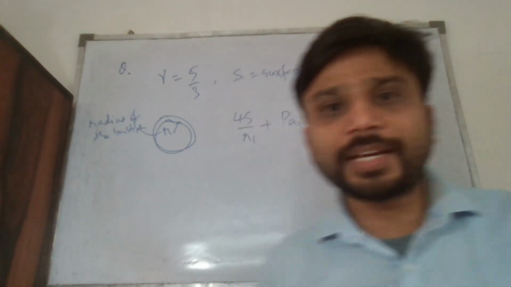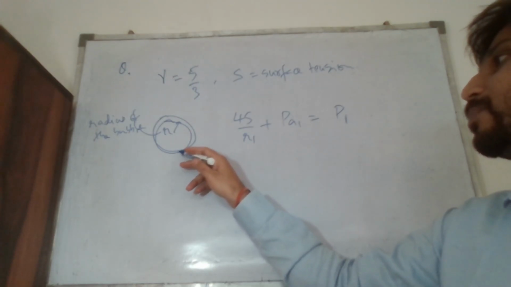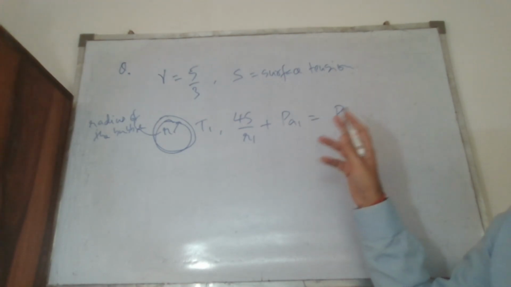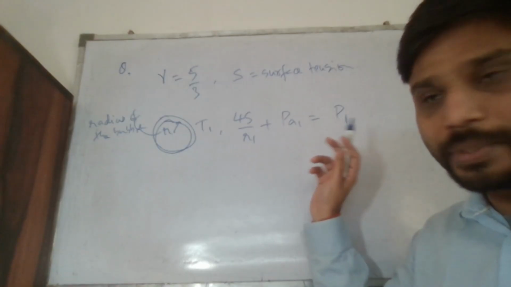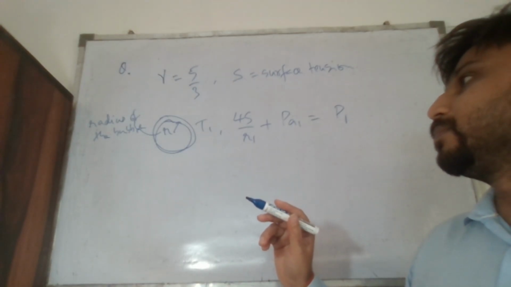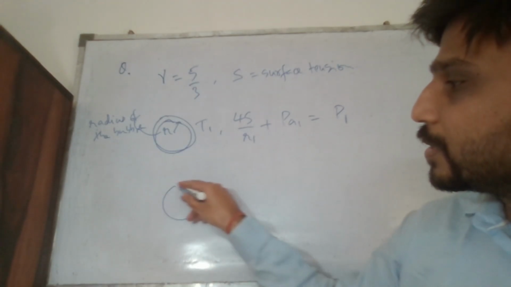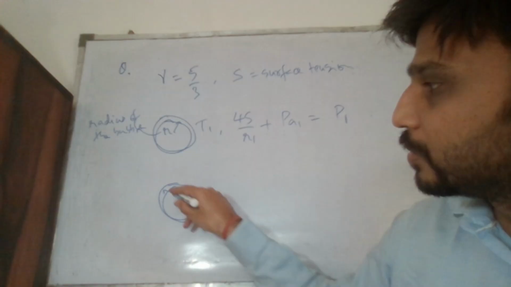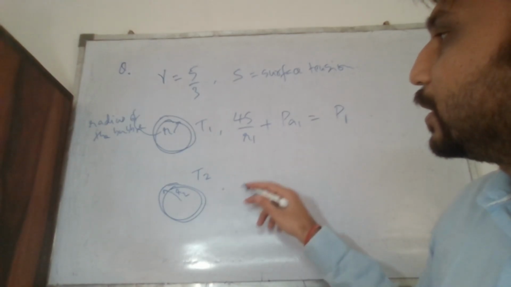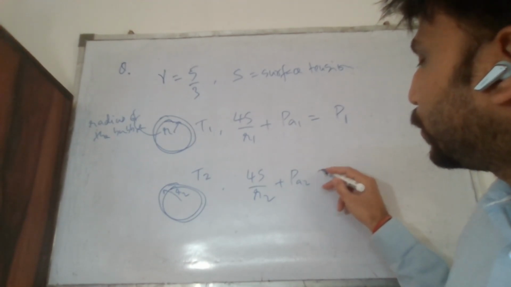So this is the situation. We have some ideal gas inside this bubble at some temperature T1. The question is saying that at temperature T1, the pressure inside the bubble is P1. Now the bubble is going to expand. It's going to reach some radius R2. As it has reached radius R2, the extra pressure is 4s by R2.